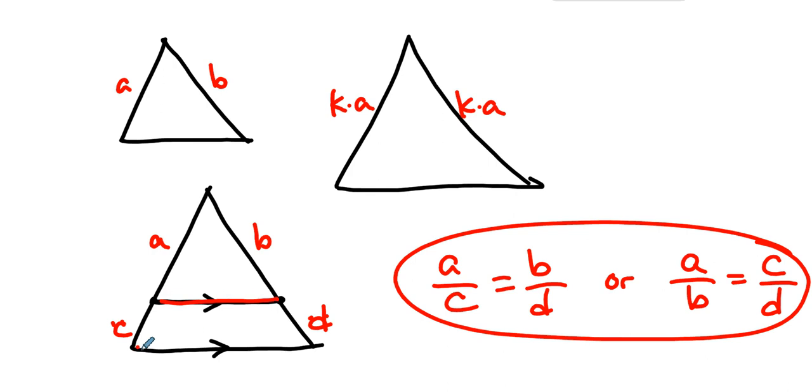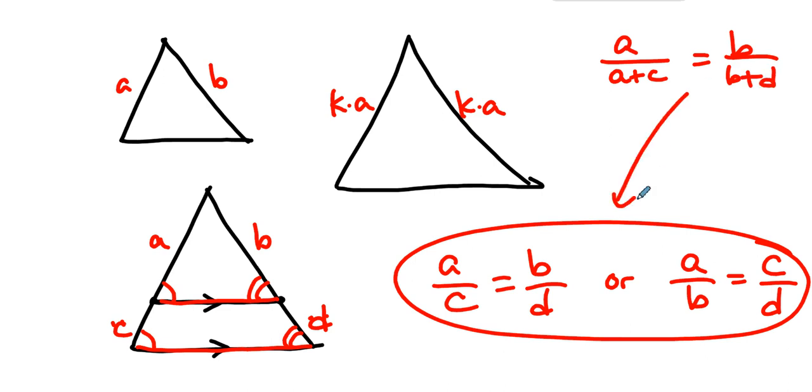When we have this line parallel to that one, it means that this angle is congruent to that one. They are corresponding. This angle is congruent to that one. They are corresponding. And so we have angle-angle similarity, which means that the pieces in play are in proportion. Specifically, it means that A over A plus C is B over B plus D, and that gives us those pieces.